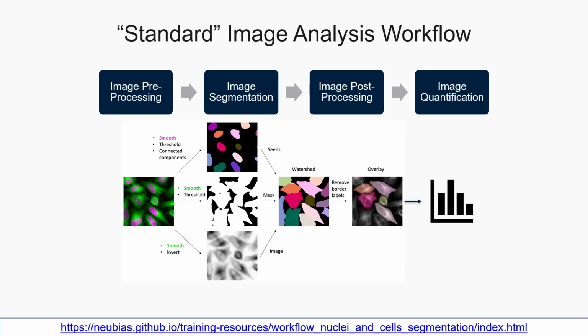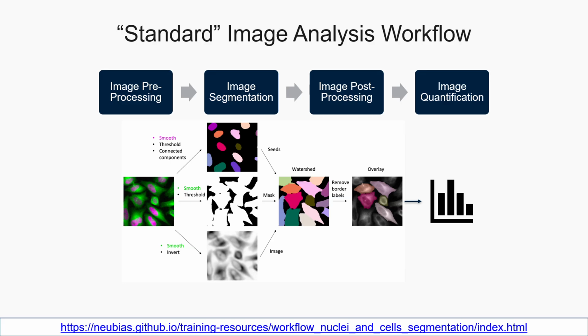So the standard image analysis workflow often looks something like this. We have 4 different steps, where the first is image pre-processing, where we're trying to increase the signal from our fluorescence markers and trying to remove any background or noise from our images. You'll often hear the term signal to noise ratio, referring to the quality of that image.